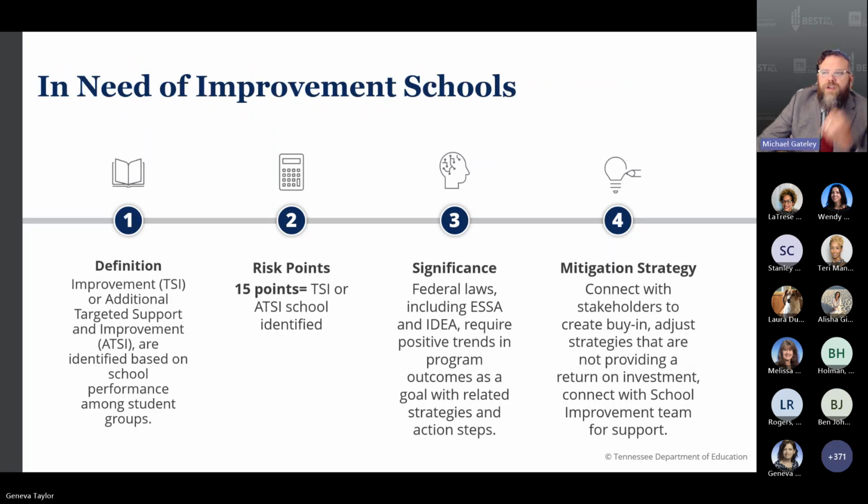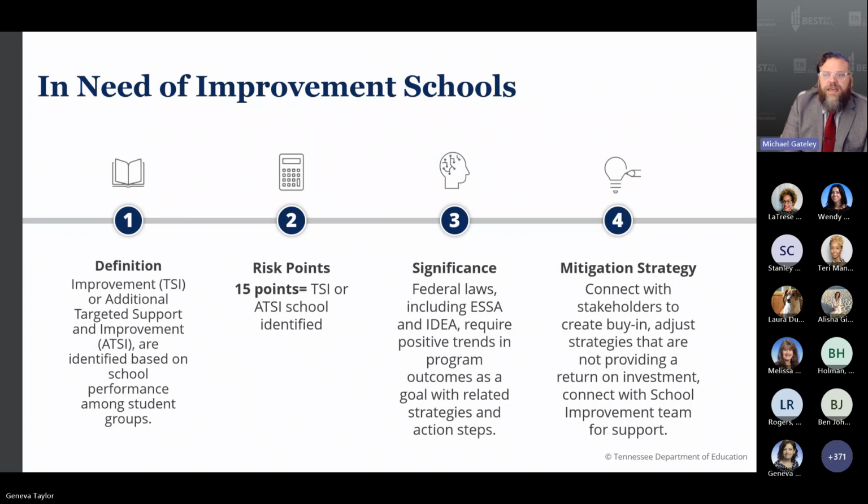Your next section is in need of improvement schools. So the TSI or additional targeted support and improvement, ATSI, are those identified based on school performance among student groups. So there are going to be 15 points for risk for TSI or ATSI schools identified.